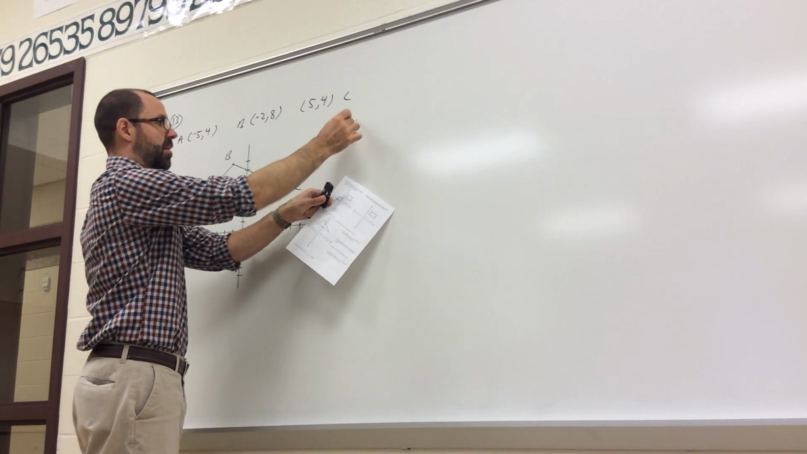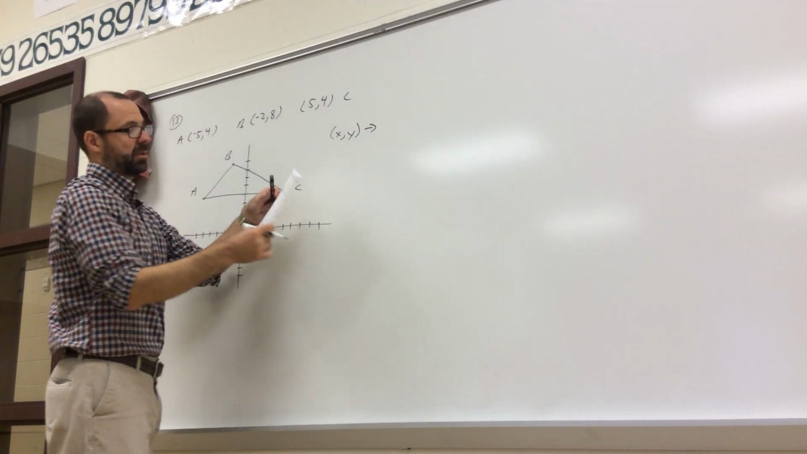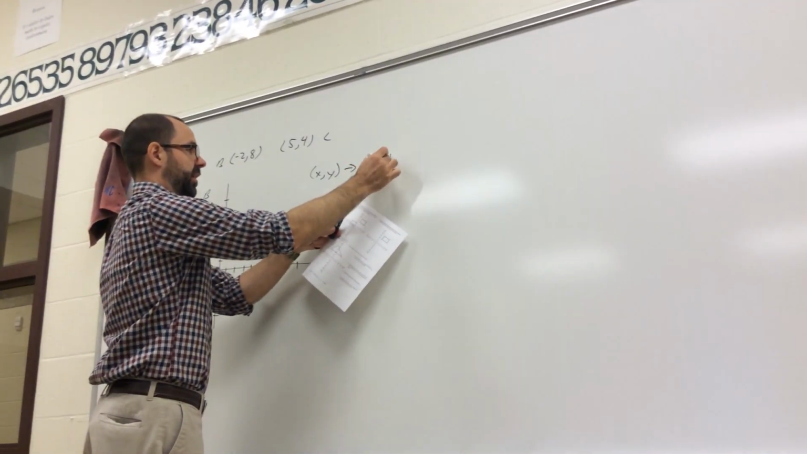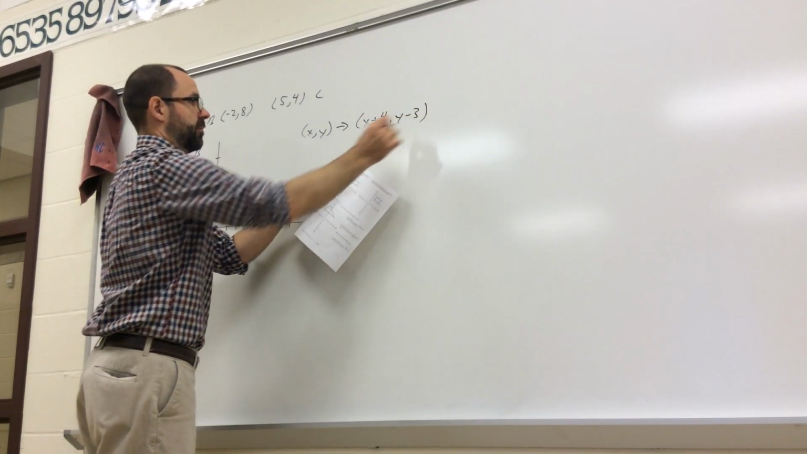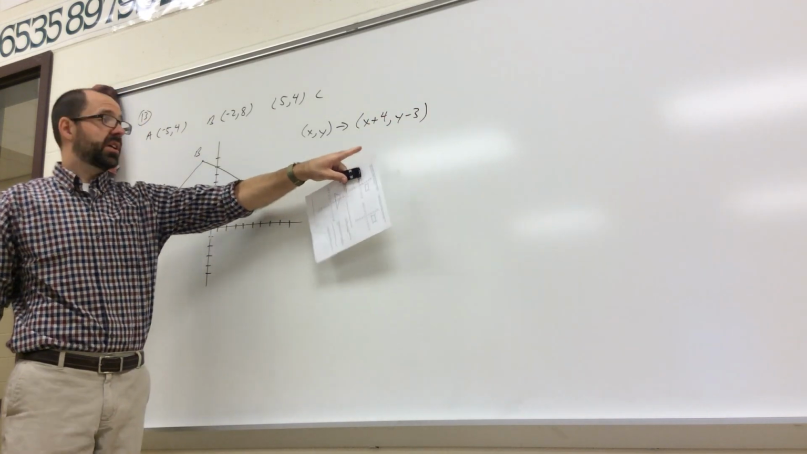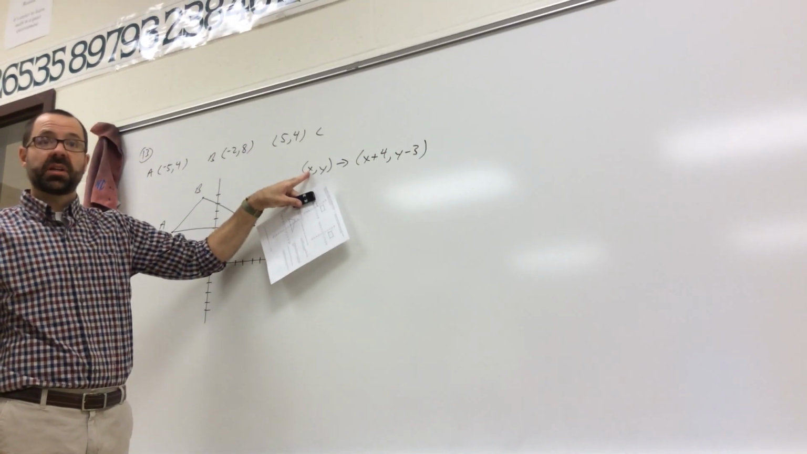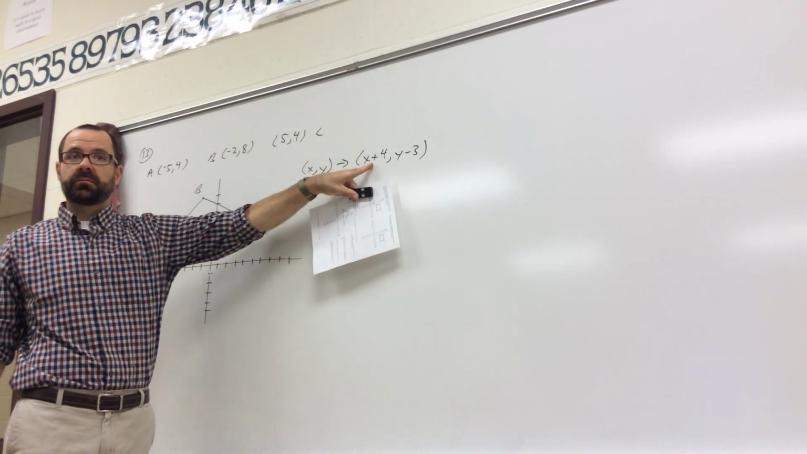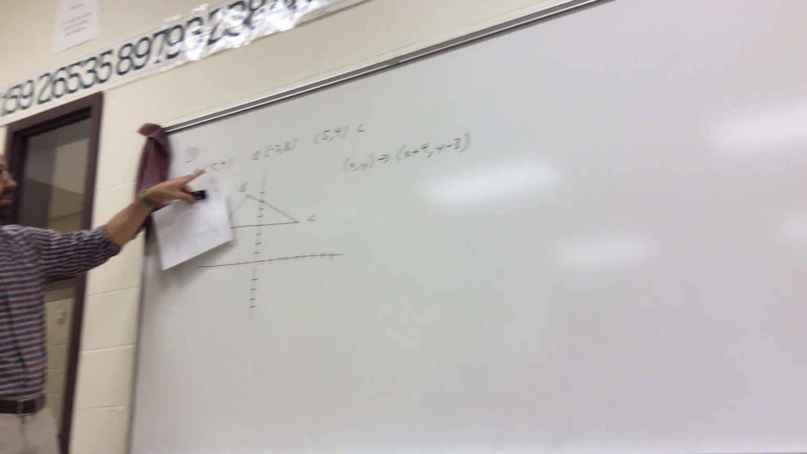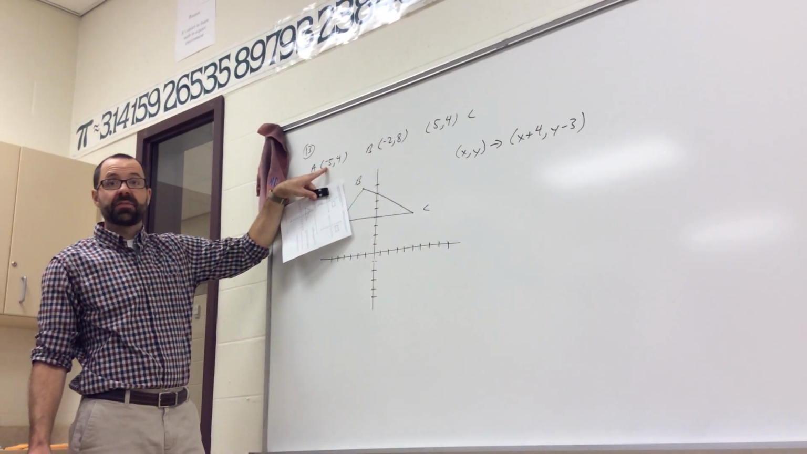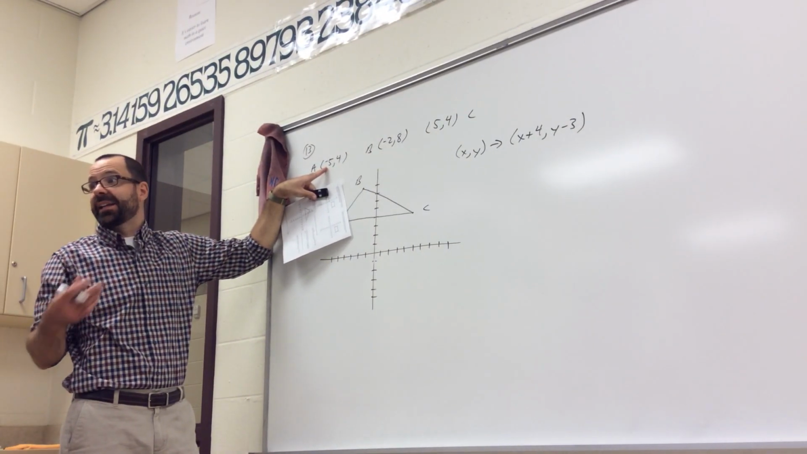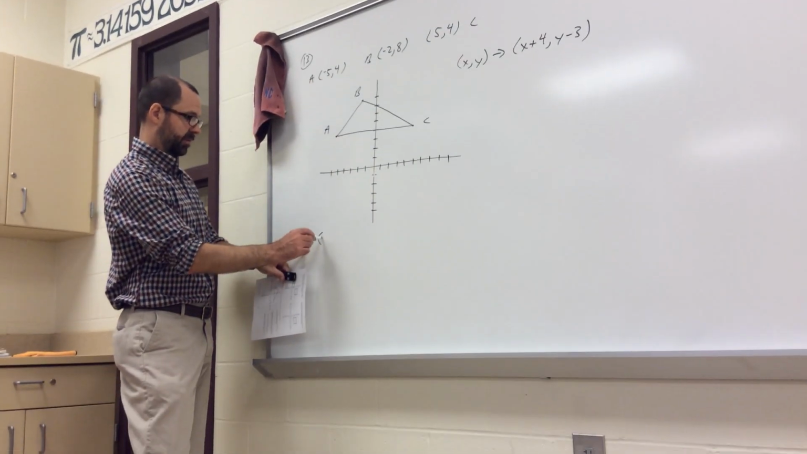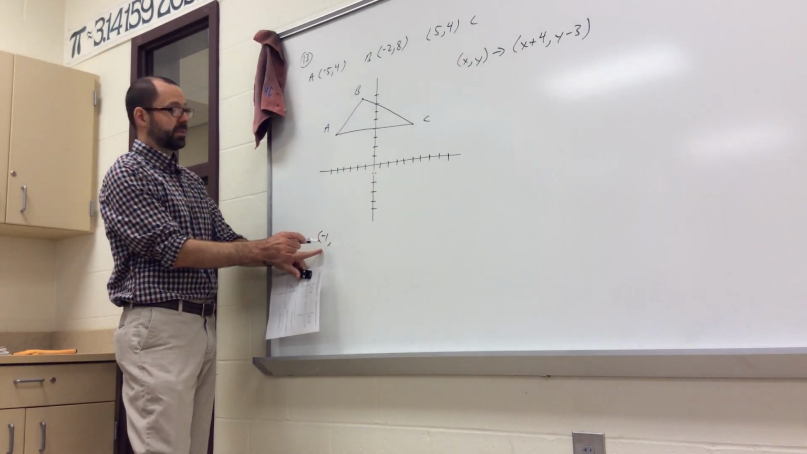This one is x comma y arrow x plus 4 comma y minus 3. So what that means is you're going to take all the x's and add 4 to them. So here the old x is negative 5, so if you add 4 to that you get negative 1. So negative 1 is the new x.